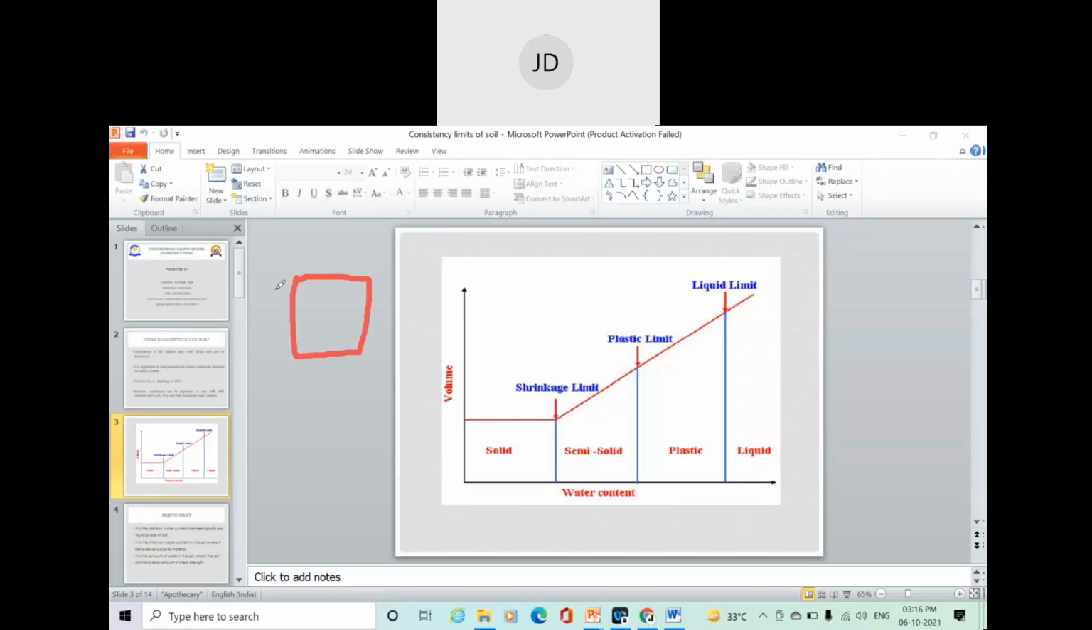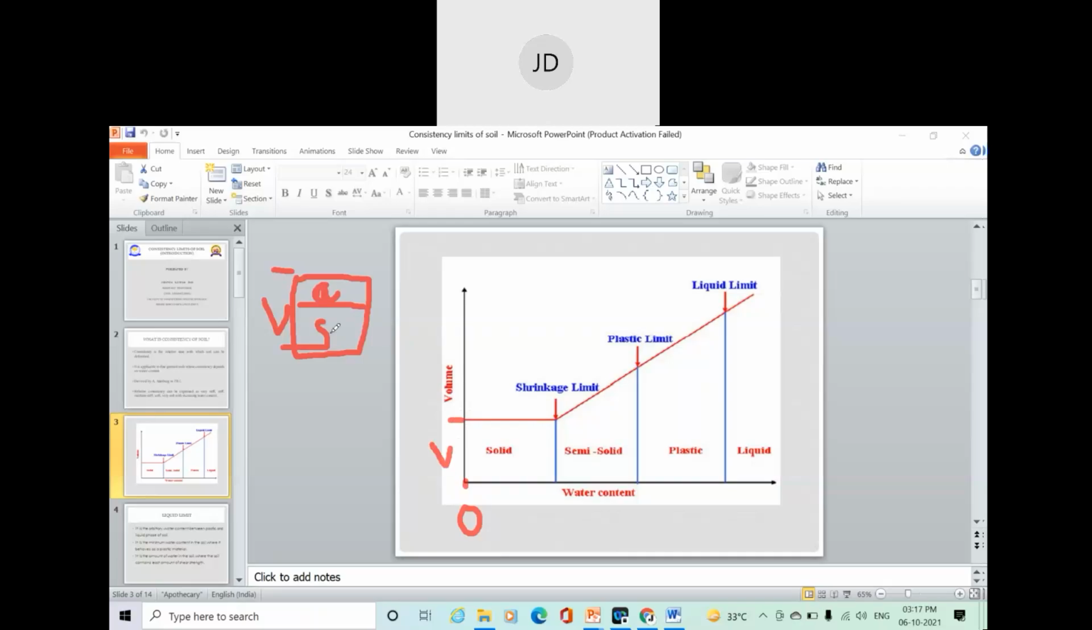In dry soil mass, what is there? Air will be in the voids, isn't it? Here there will be solid, and here there will be air. Since it is dry soil, there will be no water, isn't it? So there will be air and soil solid, and it must contain some volume. Suppose at moisture content 0, this point represents 0. At 0 moisture content, that means for dry soil, suppose the volume is capital V for this soil.